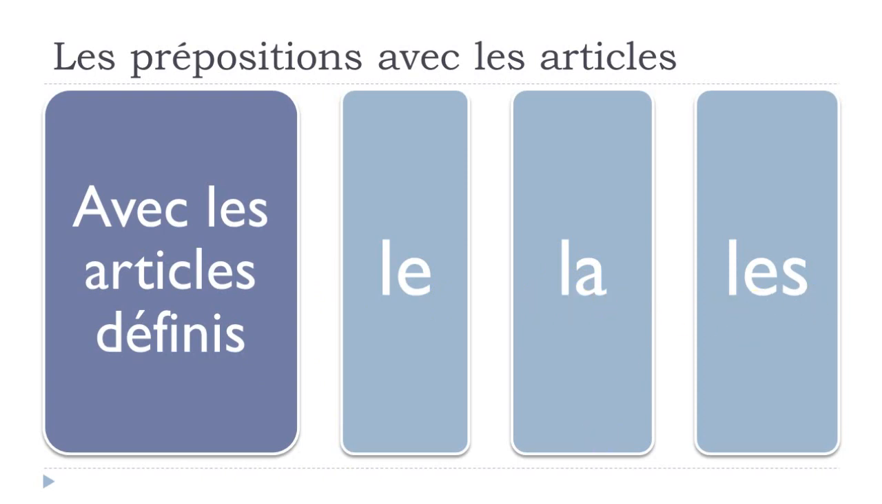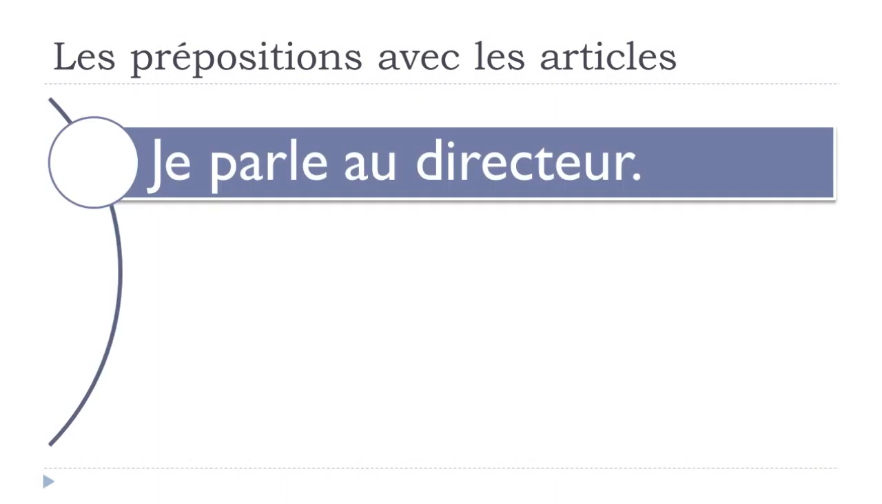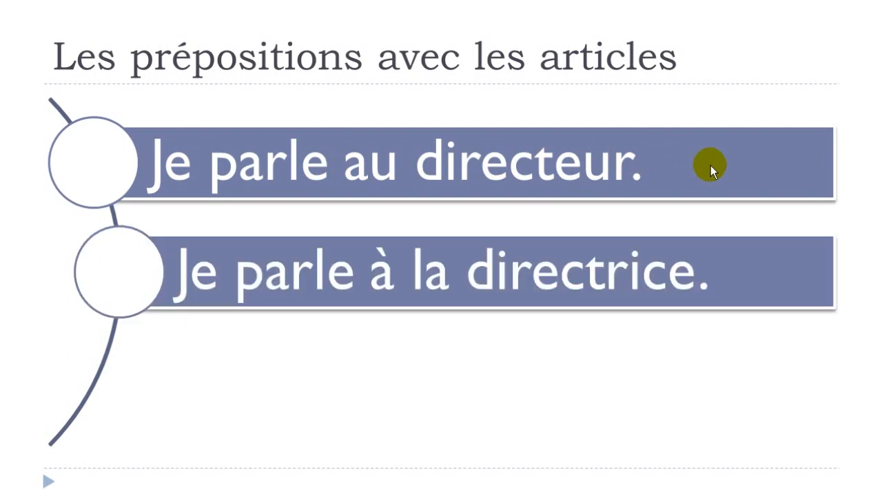Okay, so let's have a look now. If we keep the same verb, je parle, parler, to talk, in that case, you can see that it's been changing a little bit. So à plus le will become au. You write it AU, you pronounce it o. Je parle au directeur. Directeur, translation, director. Je parle au directeur.